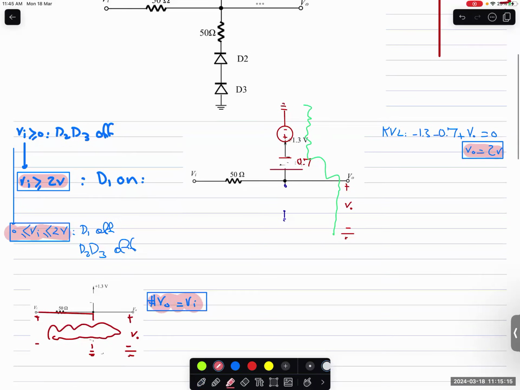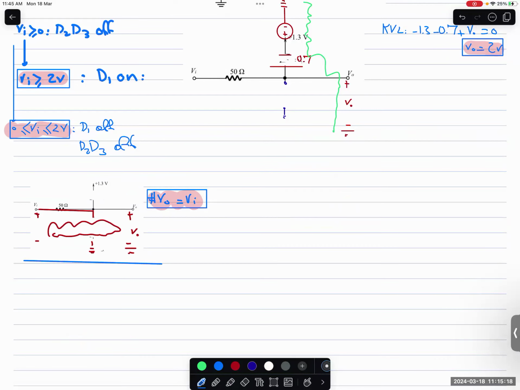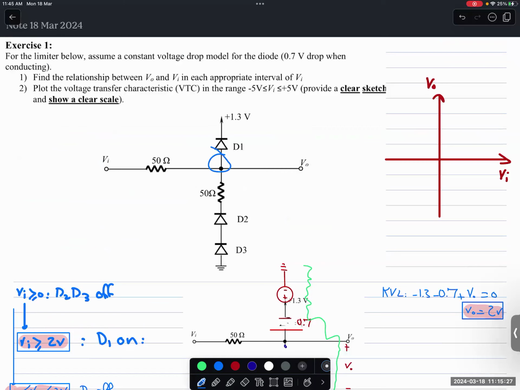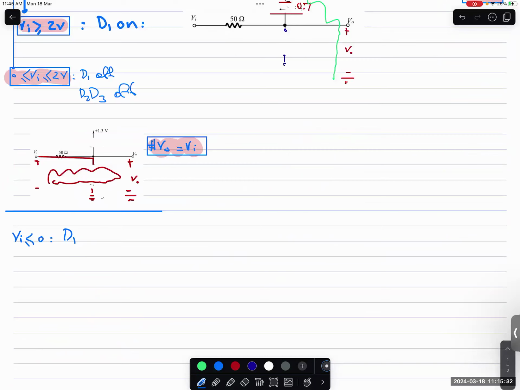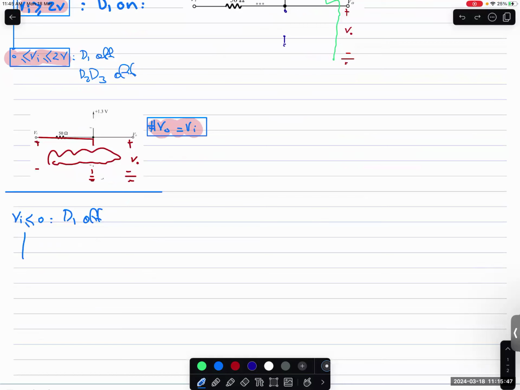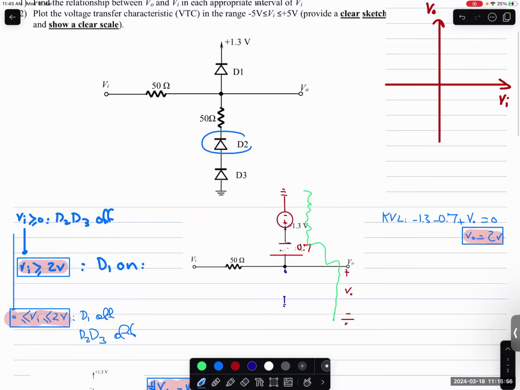Okay, but now we're going to see what happens when VI is negative. When VI is negative, for sure D1 is off, because you put a negative voltage here, which is less than the voltage at the cathode side. So for sure D1 is off. But D2 and D3 will turn on if the voltage here is less than the voltage of this one, okay? So here is 0.7, and this is 0.7. If I want to be more specific, if VI is less than minus 1.4, why minus 1.4? Because it is minus 0.7 minus 0.7.